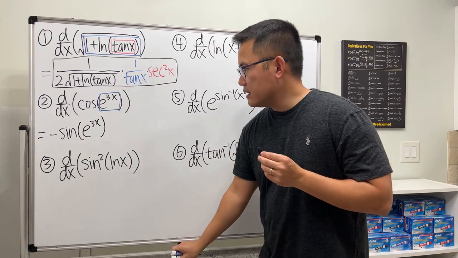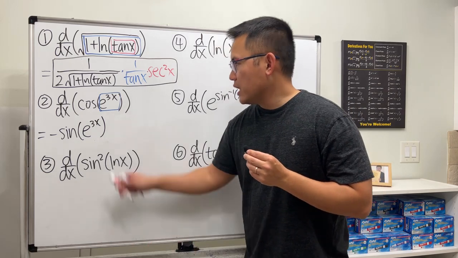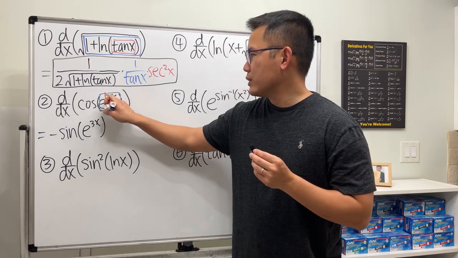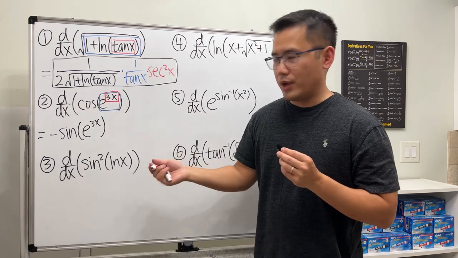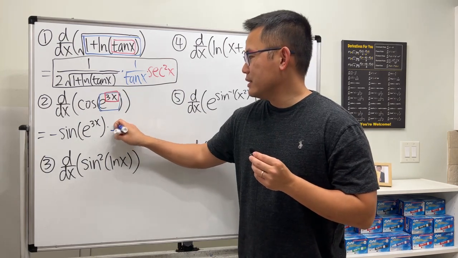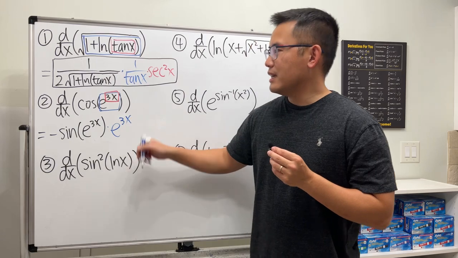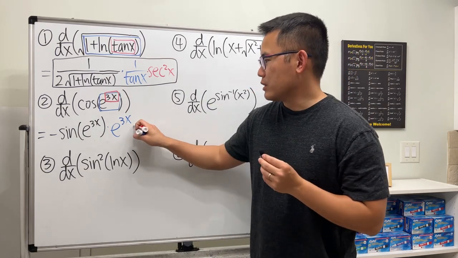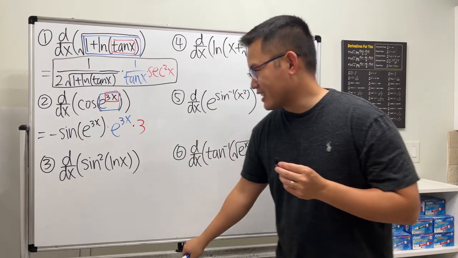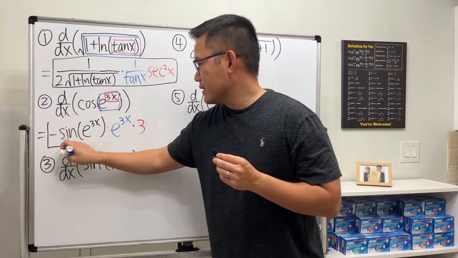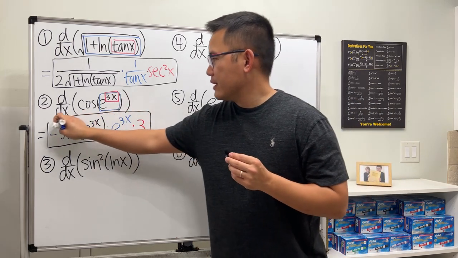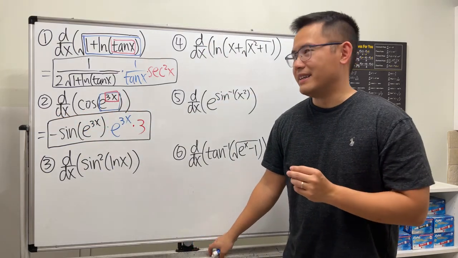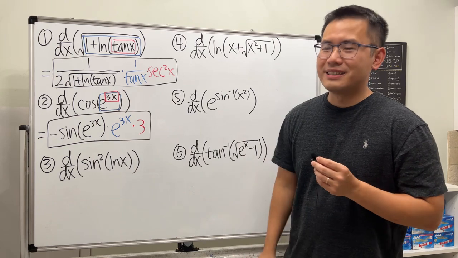Then we look at the inside. The derivative of e to the 3x. So what's the derivative of e to the box? Well, it's e to the box. So just write down e to the 3x. And lastly, what's the derivative of 3x? It's just 3. So you multiply by 3. Just like that. All right. So these questions, they are not so bad. And again, we're just focusing on the calculus steps.